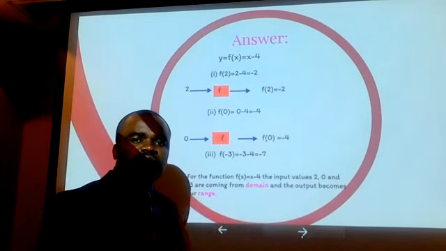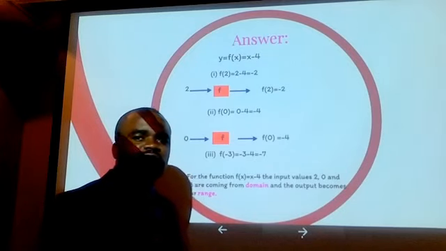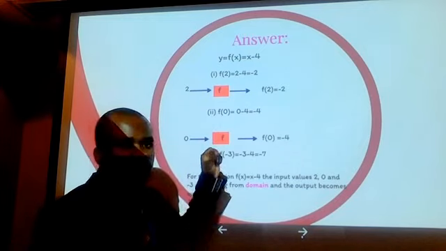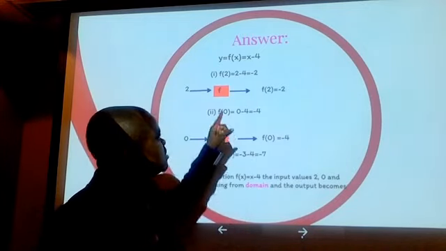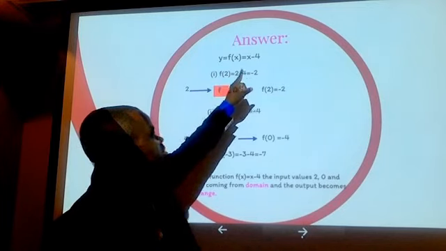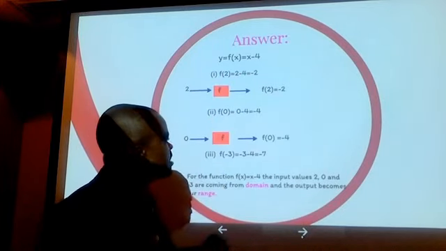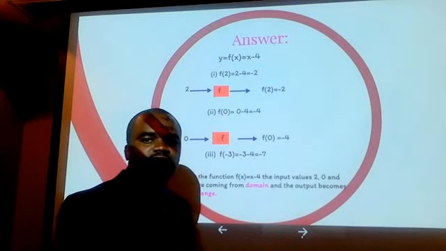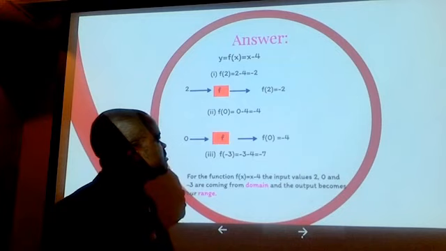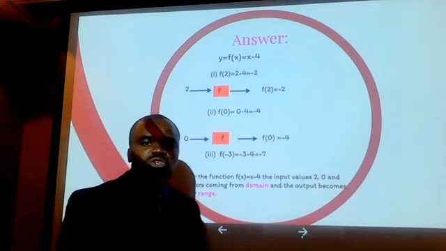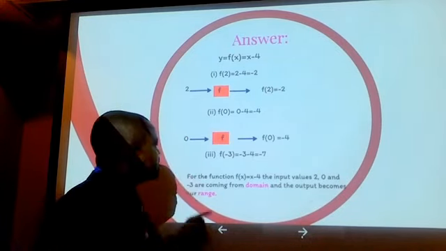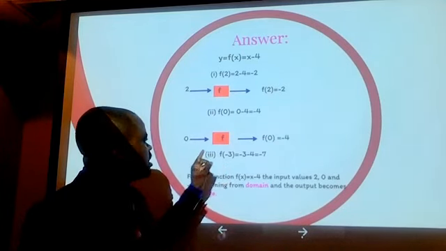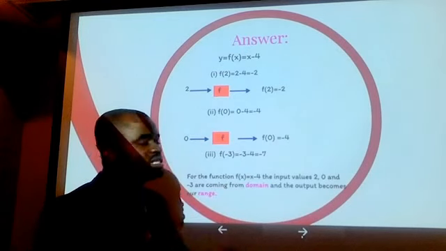Then we can also do the same thing for f of 0. For f of 0, our x is equal to 0. So in our function, wherever there is x, we replace it by 0, so that we have 0 minus 4. Then we get our answer, which is minus 4. Also by use of a diagram, our input value goes to our function, again that red box representing our function, and we have our output from that, which is minus 4.